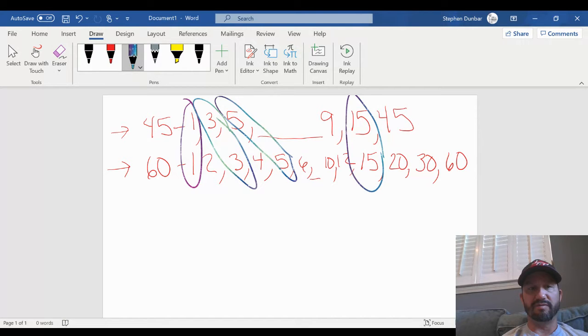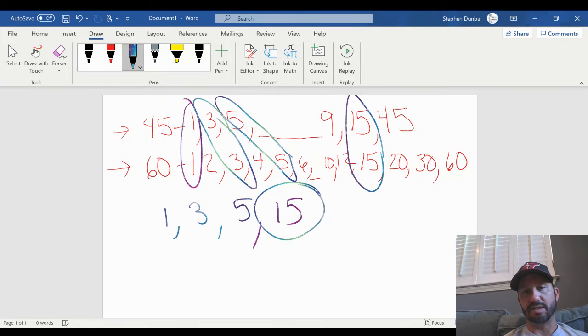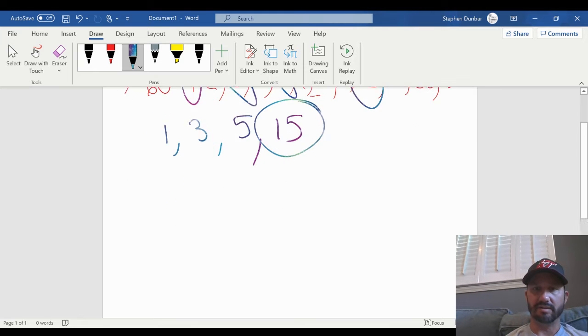So your common factors of 45 and 60 are 1, 3, 5, 15. And then the last thing is greatest common factor, so it's just the largest number. So 15 is the largest number that divides into 45 and 60, the greatest common factor.